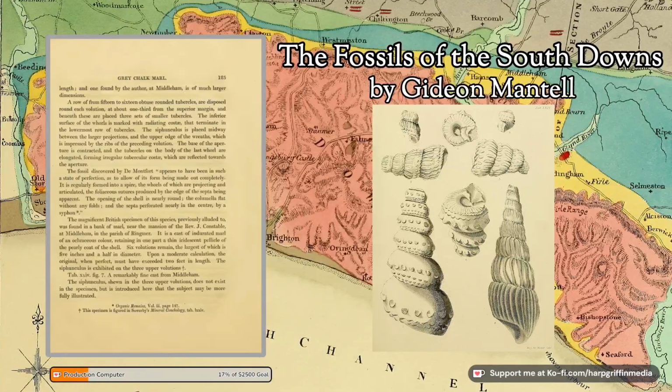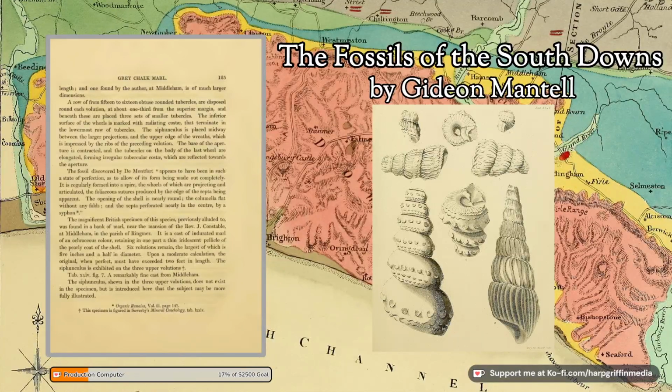The opening of the shell is nearly round, the columella flat without any folds, and the septa perforated nearly in the center by a siphon. The magnificent British specimen of this species, previously alluded to, was found in a bank of Marl, near the mansion of the Reverend J. Constable at Middleham, in the parish of Ringmer. It is a cast of indurated marl of an ochraceous color, retaining in one part a thin iridescent pellicle of the pearly coat of the shell.